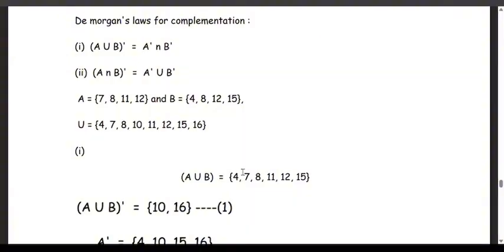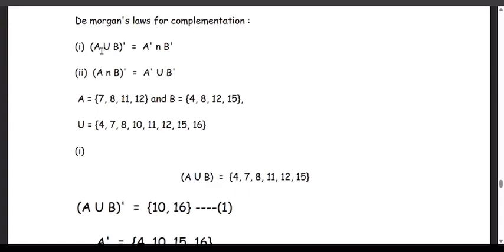Okay, so what are the elements here now? What are the elements in the universal set that are not in A union B? The elements are going to be 10 and 16. Okay, the elements here that are not here. So 10 and 16. That was why you have 10 and 16.